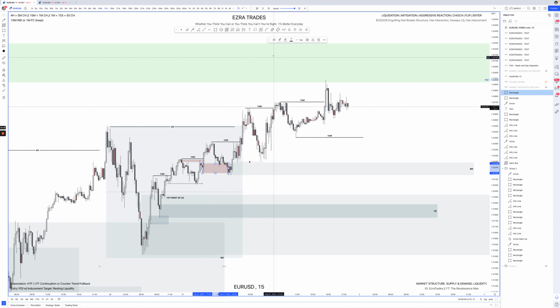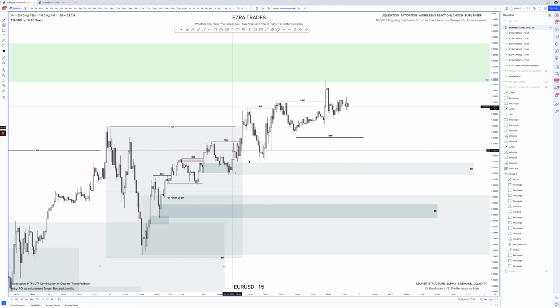Price then created a reaction to this level. So price tapped once, changed character, a fake change of character, a failed change of character, and then took that point, swept that liquidity again, right, before continuing to the upside here. So here we swept liquidity, so another liquidity point of interest.